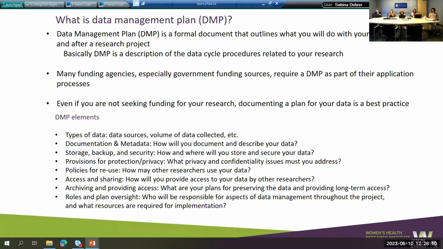Usually in big organizations, there are data managers who will create it, and the data manager will make sure that everyone uses the data management plan as designed and all stages are followed.